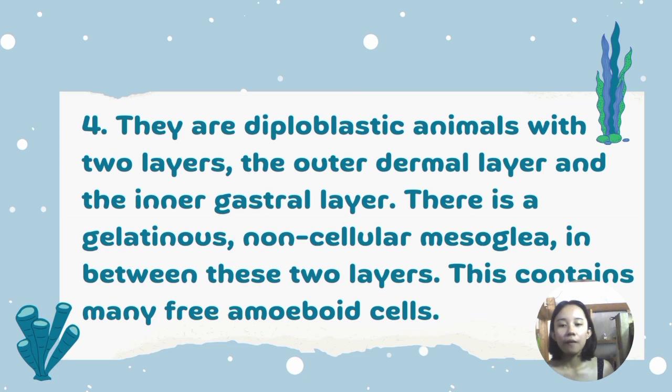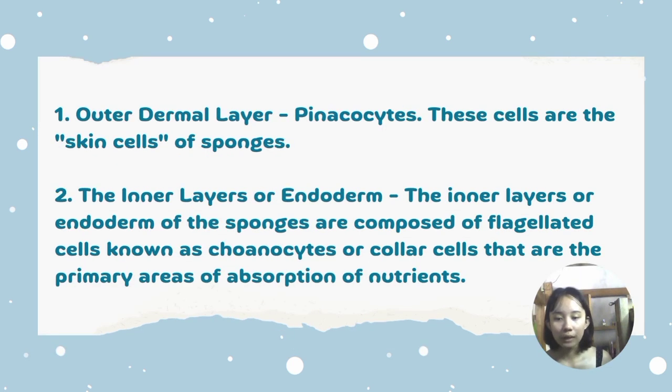Next is they are diploblastic animals with two layers, the outer dermal layer and the inner gastral layer. So there is a gelatinous non-cellular mesoglea skeleton between these layers. This contains many free amoeboid cells. So what is the outer dermal layer? So the outer dermal layer or the pinacocytes. These cells are the skin cells of sponges.